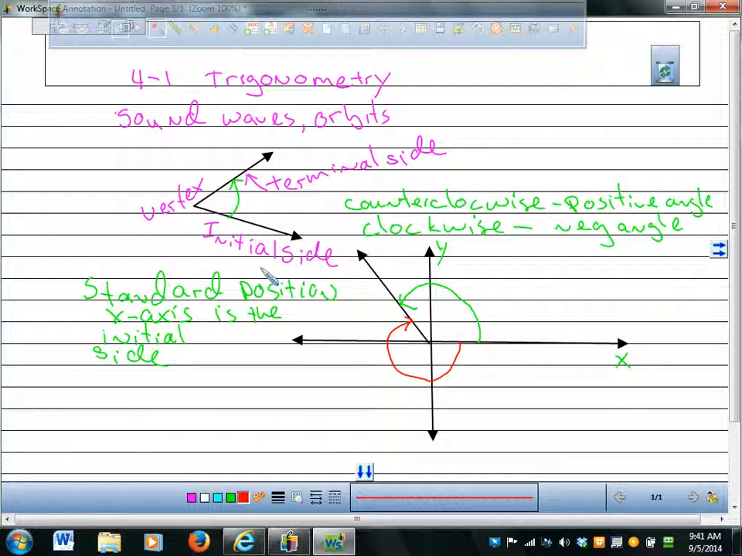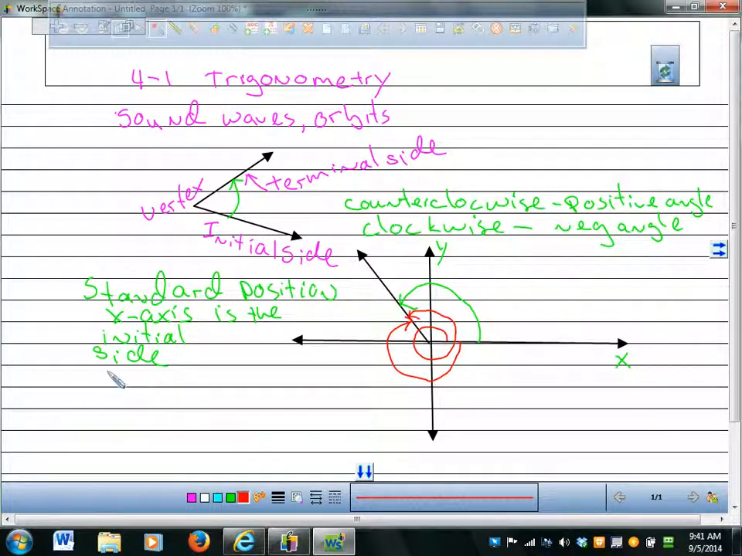And you could have positive angles that go on forever and ever, okay? So another way I could get to this angle is I could start here. You always start at the initial side, but I could go around the whole circle and then keep going and end up like that, okay?